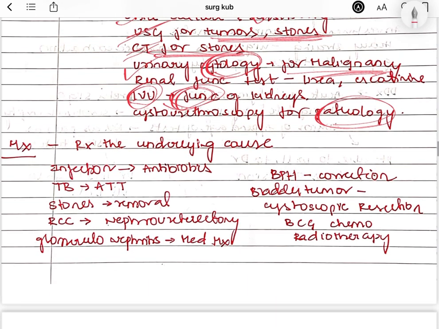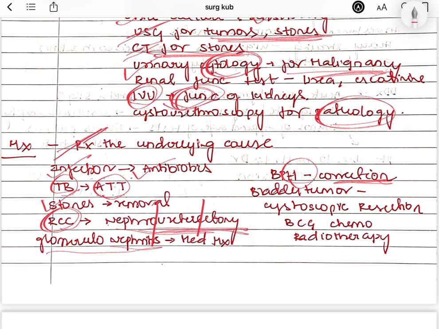Coming to the management, first treat the underlying cause. If it is any infection, give them antibiotics. If it is TB, provide them anti-tuberculosis therapy. If it is stones, we'll remove the stones using lithotripsy, something like that, I don't remember the name. And for RCC, you'll do nephroureterectomy, right? For glomerulonephritis, medical management is given. And for BPH, you'll do correction by medical management and also surgical management.